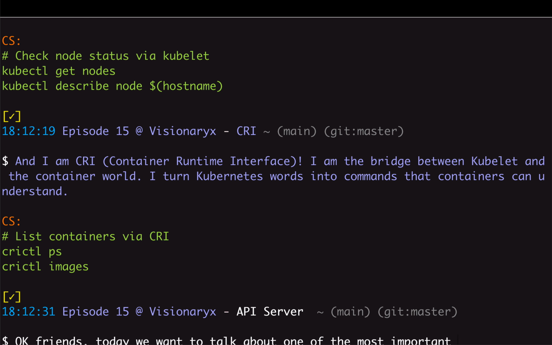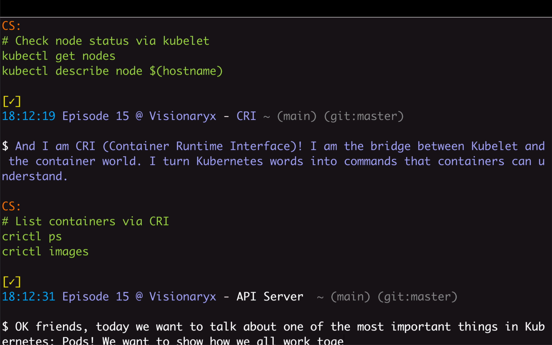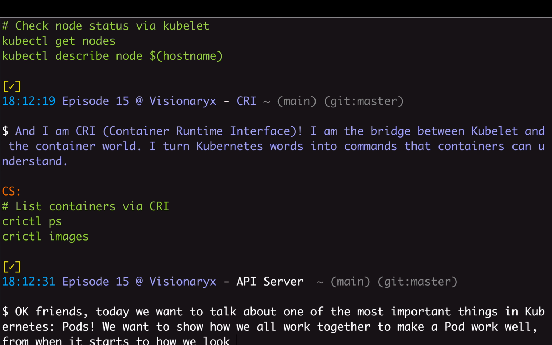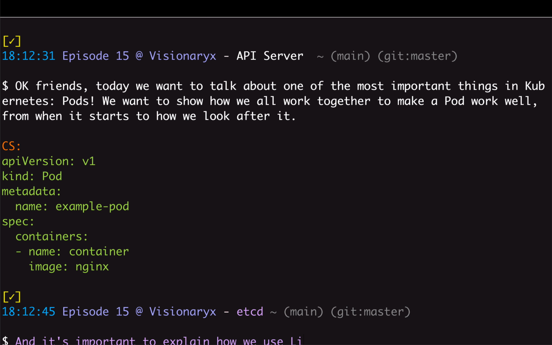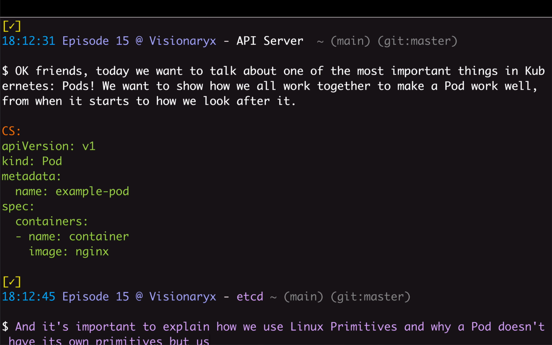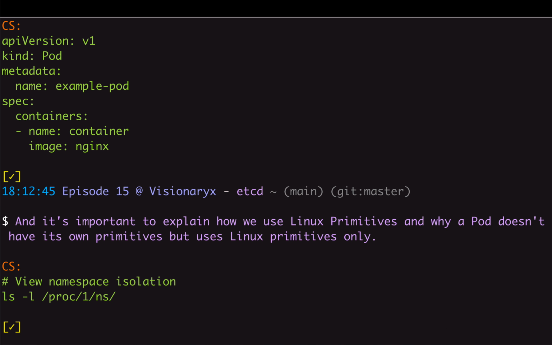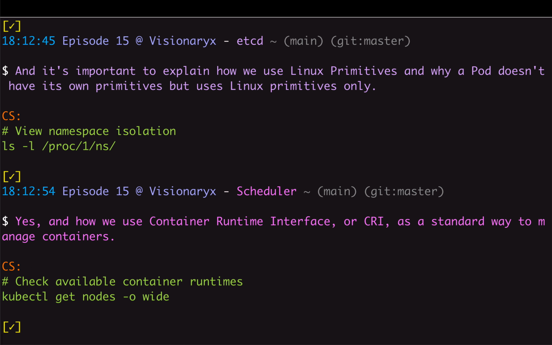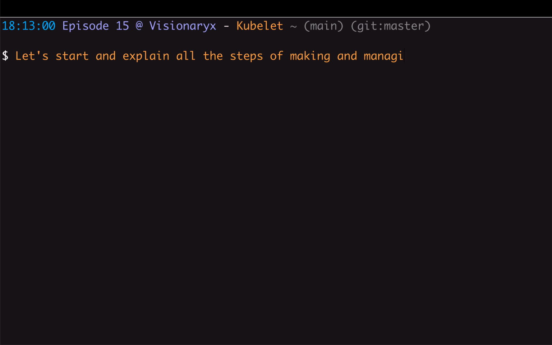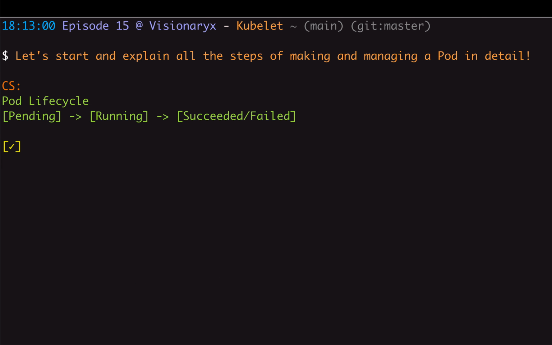Okay, friends, today we want to talk about one of the most important things in Kubernetes, pods. We want to show how we all work together to make a pod work well, from when it starts to how we look after it. And it's important to explain how we use Linux primitives and why a pod doesn't have its own primitives, but uses Linux primitives only. Yes, and how we use Container Runtime Interface, or CRI, as a standard way to manage containers. Let's start and explain all the steps of making and managing a pod in detail.